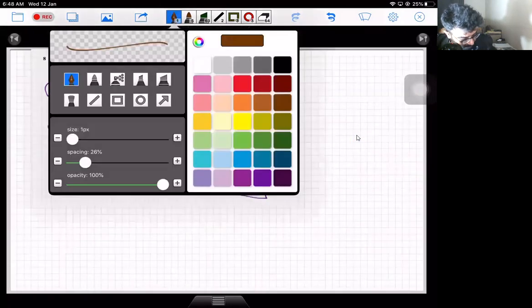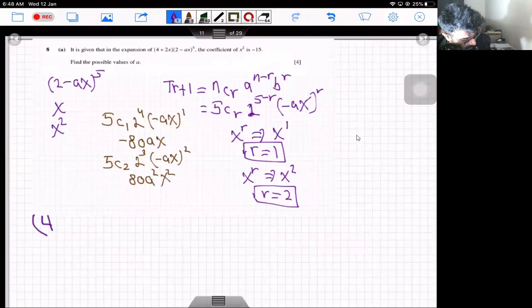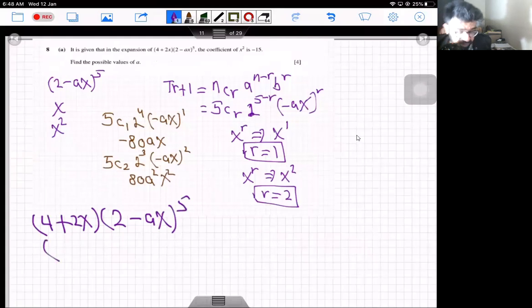4 plus 2x multiplied by 2 minus x whole thing raised to the power 5. Okay, so we are just interested in x and x square terms of the expansion of 2 minus ax whole thing raised to the power 5.